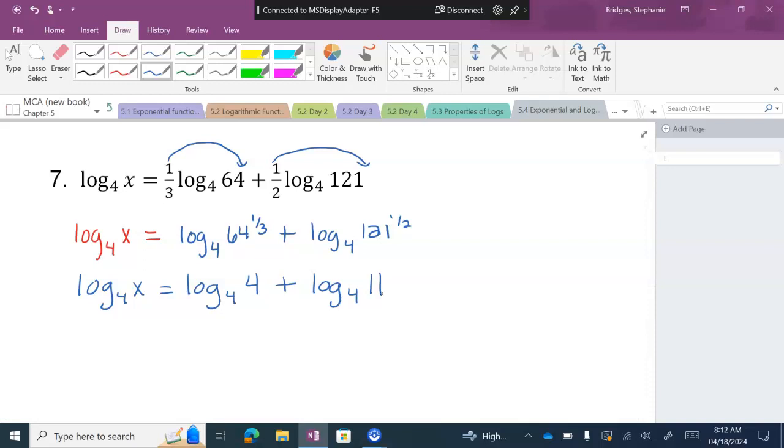Now you can put those two together. They are being added, so we will bring them together by multiplying. So that gives me log base 4 of 4 times 11, which is 44. And now I have one single log equal to one single log. So I drop the logs, set the arguments equal, and what is it that x is going to be here? 44.